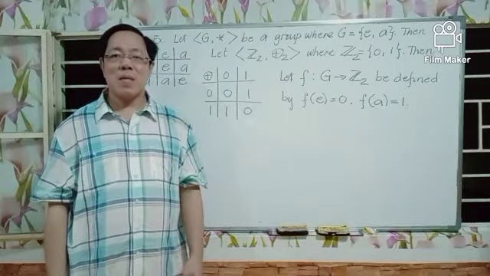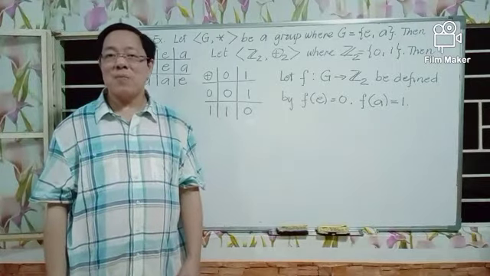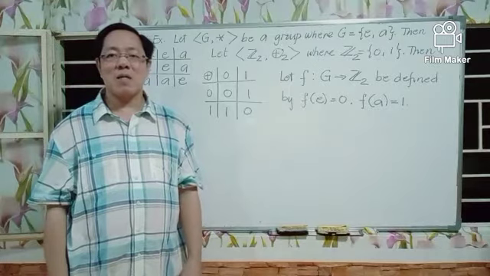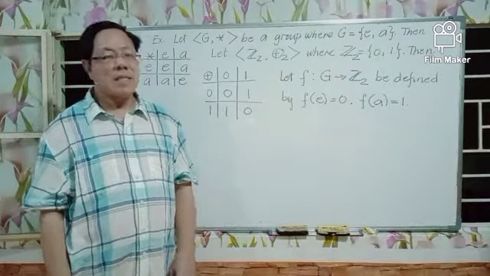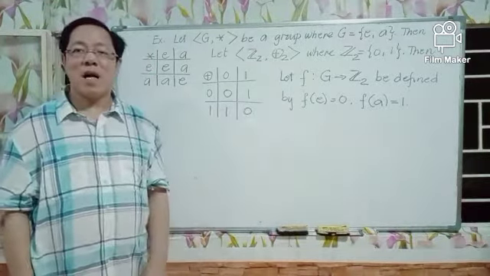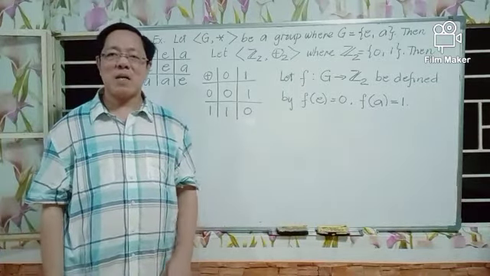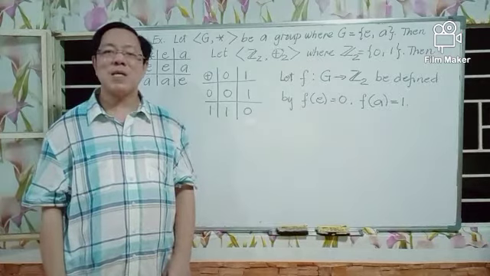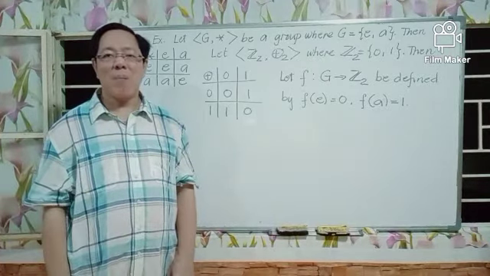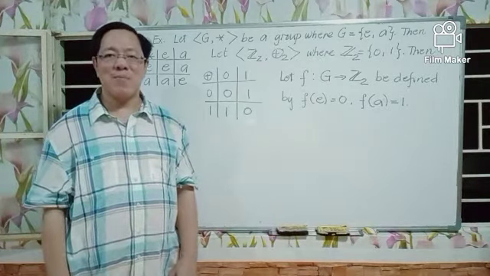In mathematics, we refrain from saying "the same" because these two groups, as you can see, are not exactly the same. They are technically different groups, but they have the same structure. So we say that there is a unique group of order 2 up to isomorphism.